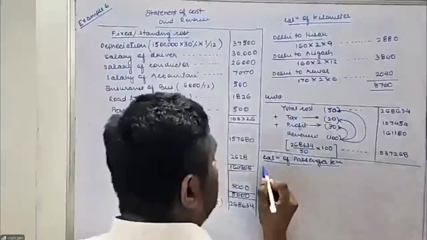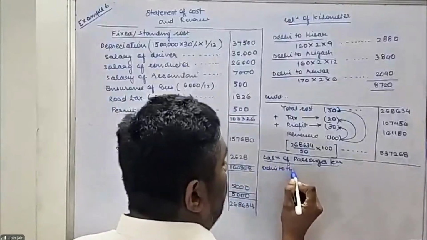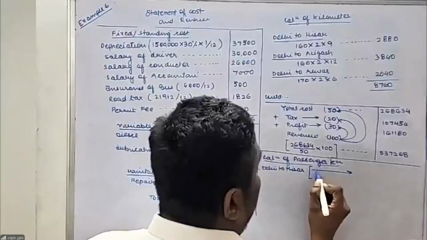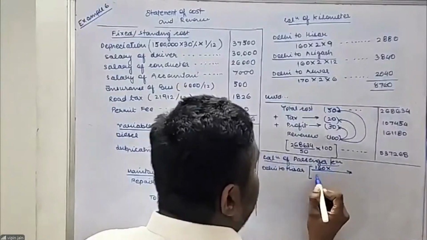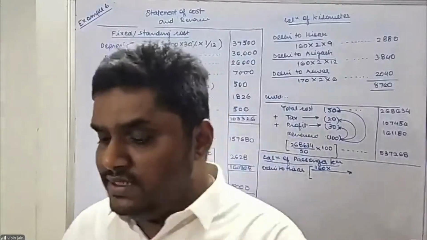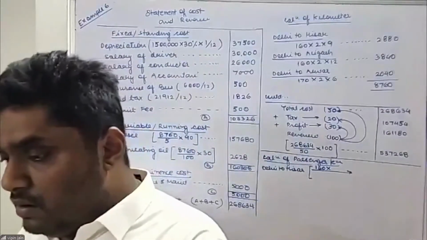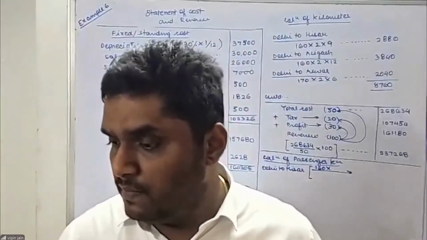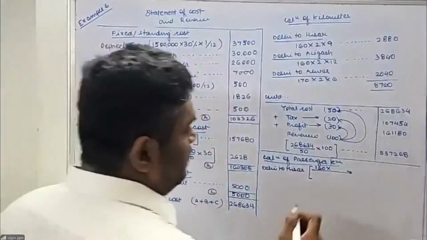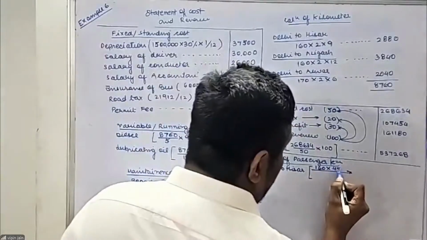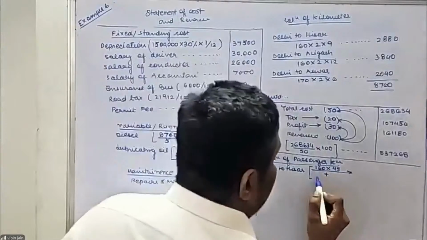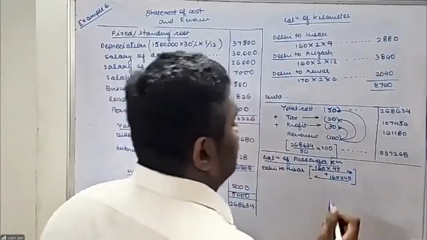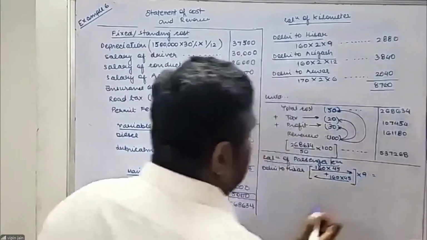So, when talking about Delhi to Hisar, it is 160 kilometers with how many passengers? See, the seating capacity of the bus is 50 passengers and it is 90% occupied. So 160 kilometers with 45 passengers and again 160 kilometers with 45 passengers into 9 times in a month.